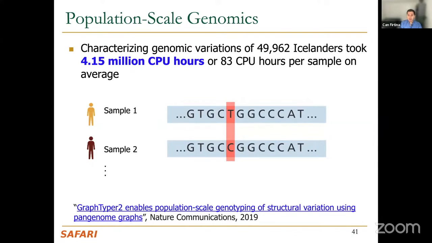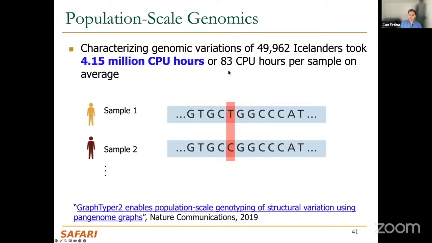The other way of doing this large-scale analysis is a population scale analysis, right? We may take a particular population. In this particular example, we take, for example, 50,000 individuals, and we want to sequence their DNA and then analyze their genome. Such a population scale analysis takes 83 CPU hours per sample. If you multiply this by 50,000, this is equivalent to 4.15 million CPU hours.